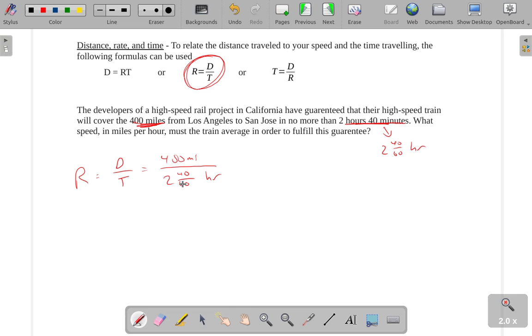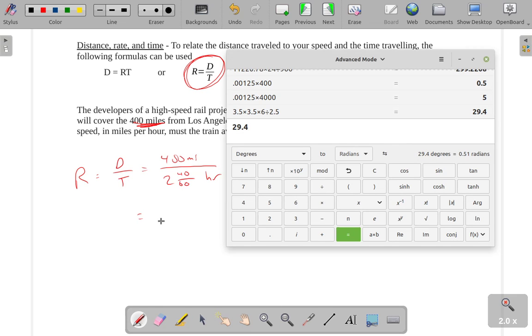2 times 60 is 120. Add that to 40 to get 160/60 and do it that way. Since I'm plugging this into the calculator, I think I'm just going to put parentheses and type the number in. So I'm going to go ahead and do 400 divided by, parentheses around the bottom, 2 plus 40/60. When we're typing mixed numbers into the calculator, this is generally the easiest way to do it. You're going to do the whole number plus the fractional part. So this is 2 plus 40/60. And we end up with 150.